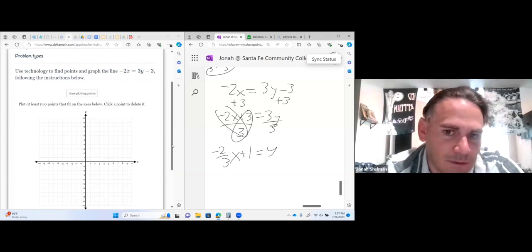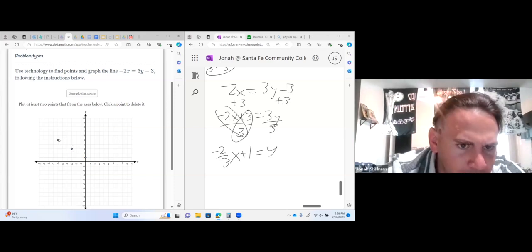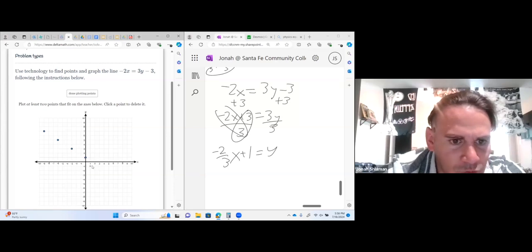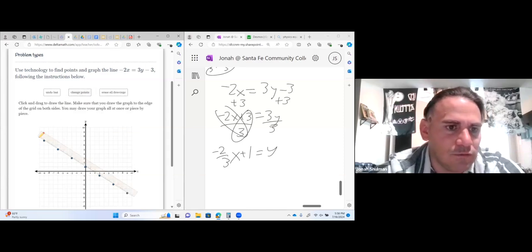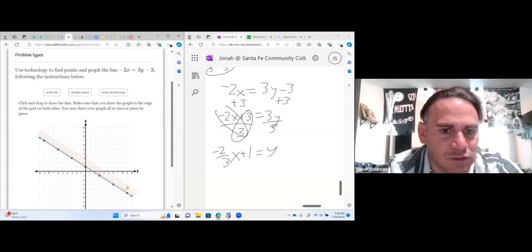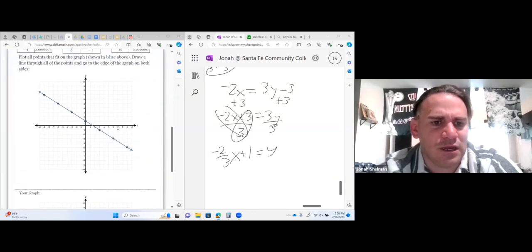We got it. Boom. Up 2, back 3. Up 2, back 3. Up 2, back 3. Down 2, over 3. Down 2, over 3. Down 2, over 3. That should be all of it. Oh, I gotta stop at some point because my skills aren't what they used to be in drawing a straight line. We did it.